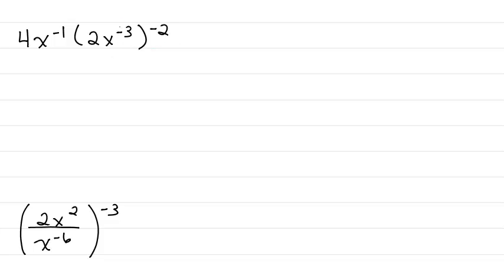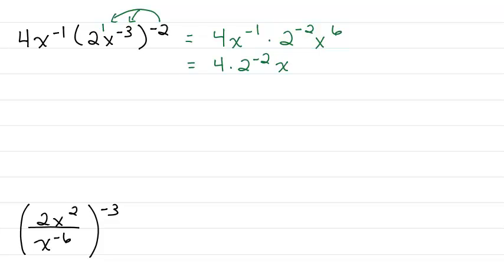So here's another one now. First step, let me throw in the ones where needed because that's going to be affected in the parentheses. First step in simplifying then, clear that parentheses out. Nothing happens to the 4x to the negative 1 in the beginning because they are not in the parentheses. So that's times 2 to the negative 2, and x to the negative 3 times negative 2 would be positive 6. Alright, organize. 4 times 2 to the negative second is x to the negative first, x to the sixth.